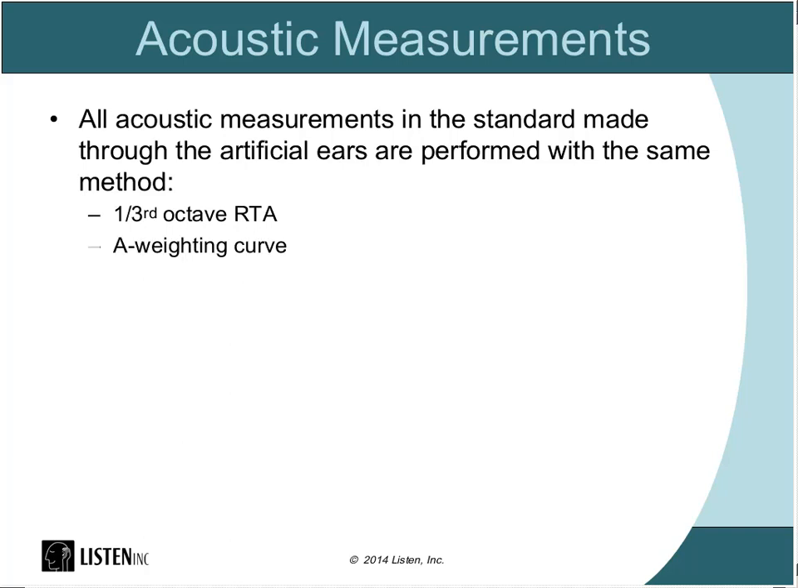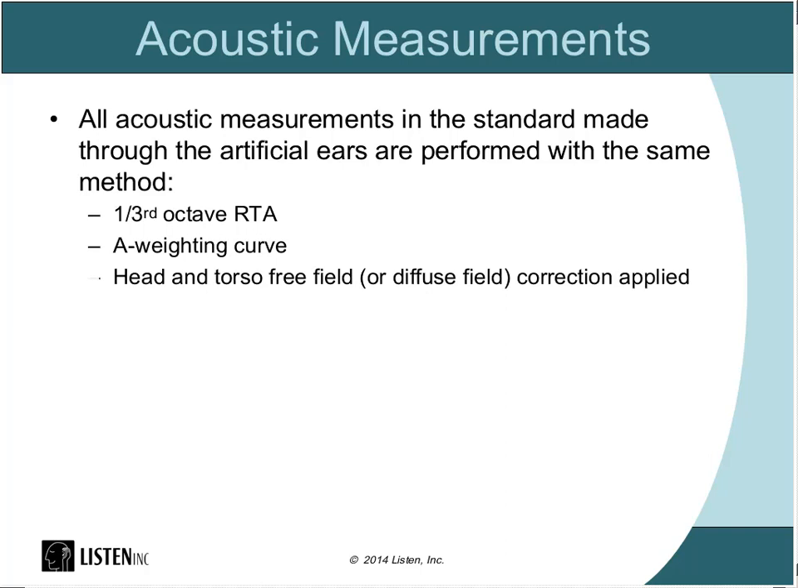That 3rd octave spectrum is A-weighted for any of the acoustic measurements. So we apply the A weighting, and we also apply a correction for the head and torso. And the standard way we do this in the sound check sequences is apply a free field correction, although the standard does allow for a diffuse field correction to be used if you'd like to apply that. The differences are not that big. You won't see a big change between the two, but it is optional.